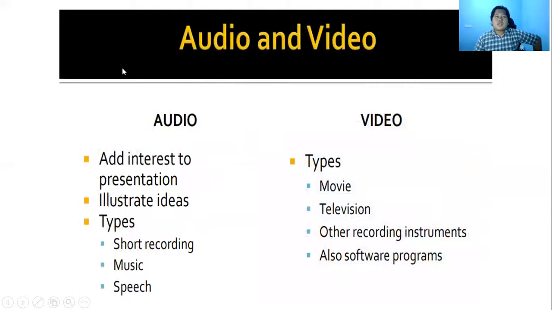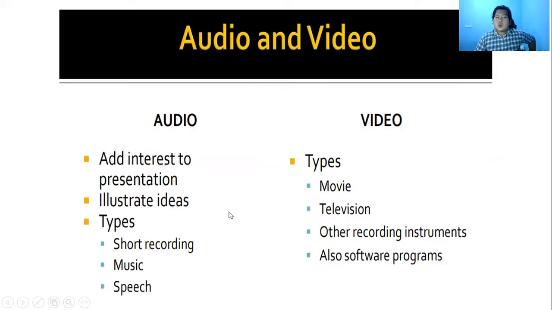And we also have here the audio and the video. What is the difference between audio and video? Okay, so let's see what the differences of audio and video are. First, it adds interest to the presentation. So if you are using audio in your presentation, you can catch the attention of the students or the audience.